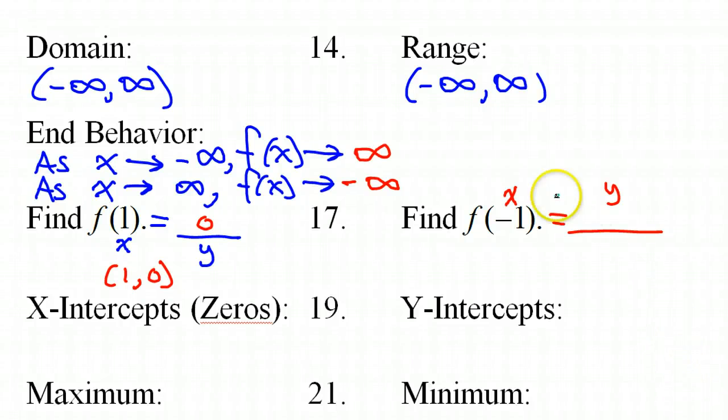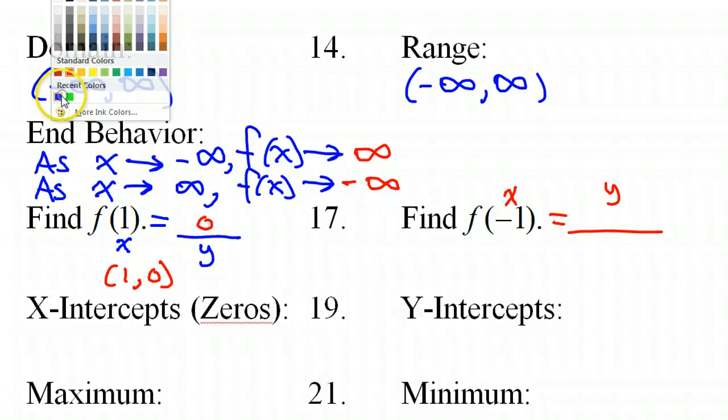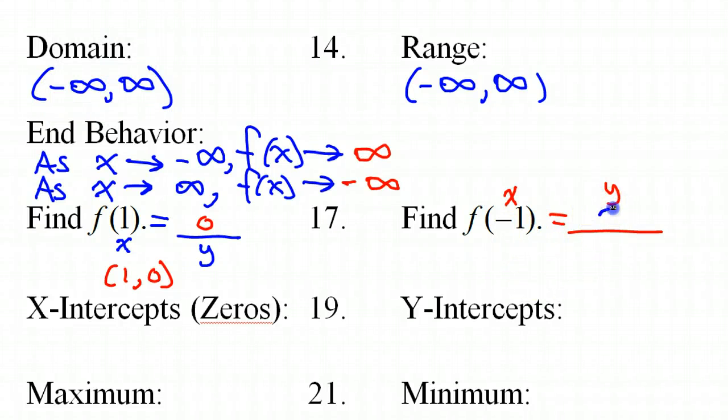So that's the answer. That's what we're looking for. Okay, at an x value of negative 1, the y value was 2. And you could write it as an ordered pair, negative 1, comma 2.